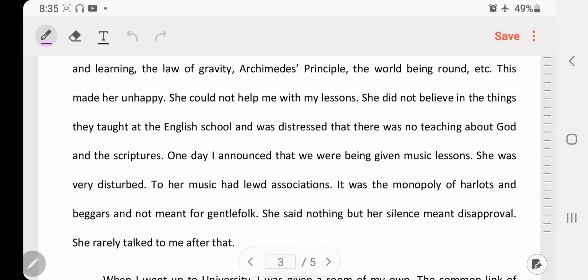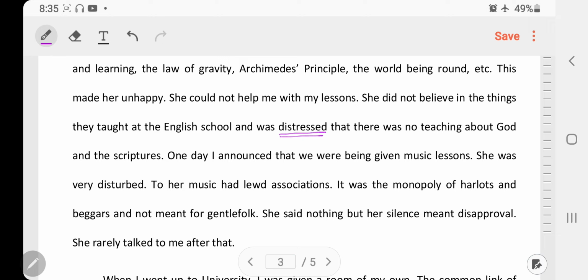She did not believe in the things they taught at the English school and was distressed. She was very much distressed. That means she became very unhappy that there was no teaching about God and the scripture. Dadima was an old-minded person. She was an old person. She did not like it. She could not digest it.